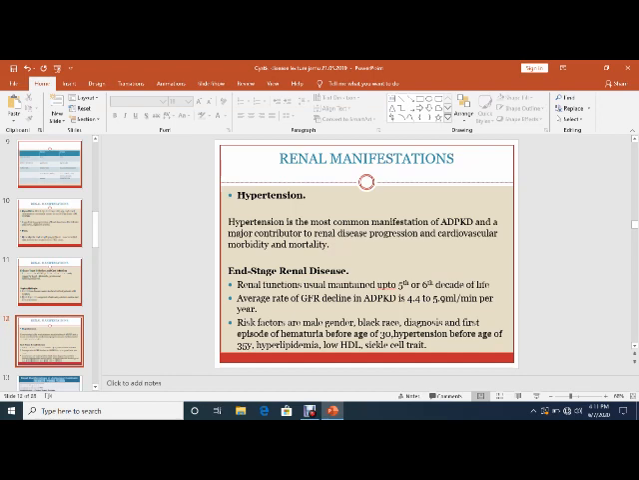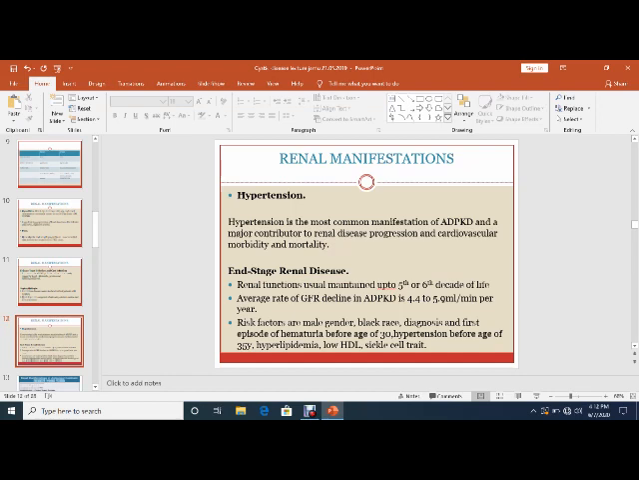End-stage renal disease. At the end, the patient can develop end-stage renal disease in the fifth and sixth decade of life. If you see the glomerular filtration rate, the decline in polycystic kidney is 4.4 to 5.9 ml per minute per year.